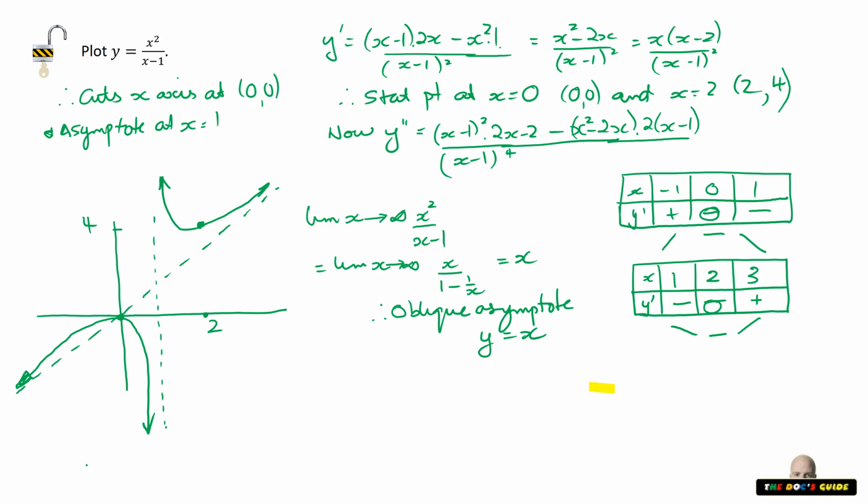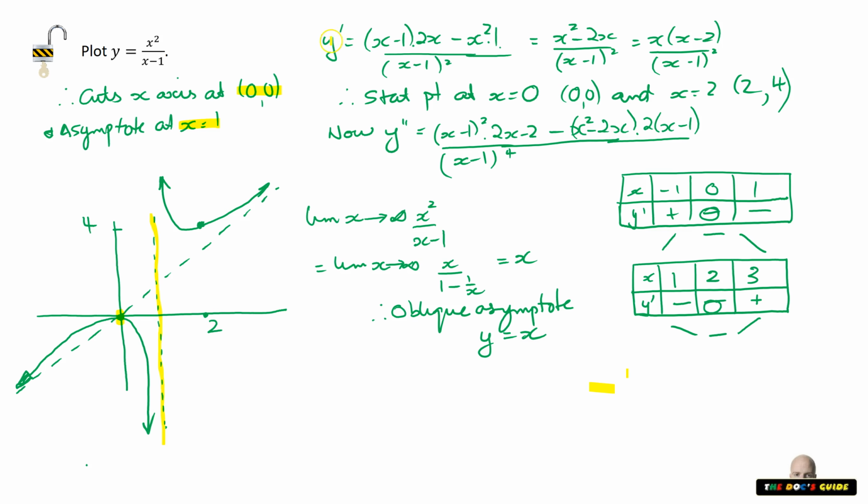Now for my last example, this is starting to get fairly complicated. So I cut the x-axis where y equals 0, so that will be at x equals 0. And I can see that I'm going to have an asymptote at x equals +1. So I've got my asymptote in here. I'm definitely going to pass through 0, 0.